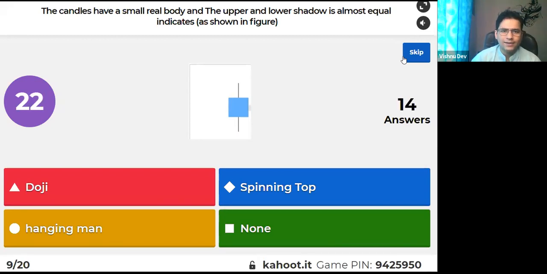The candles have a very small real body, and the upper and lower shadow is almost equal, indicates.